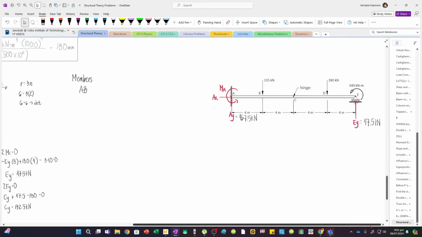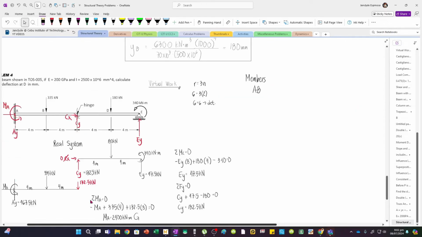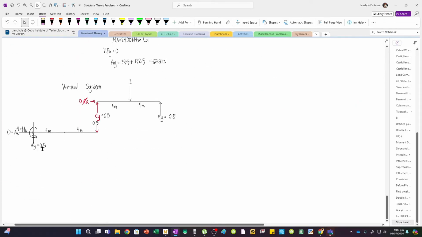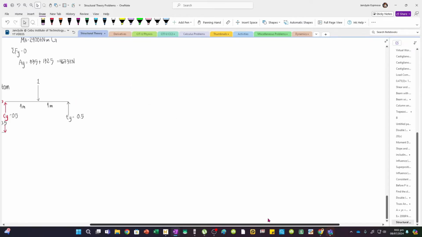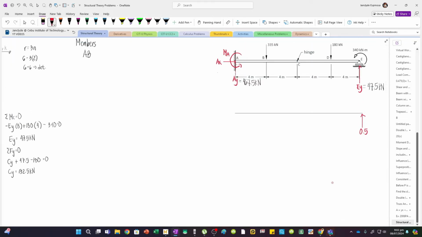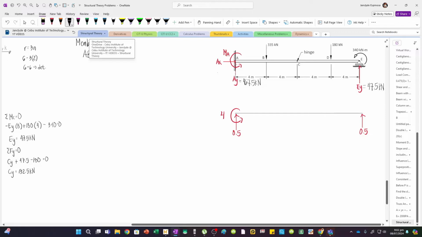And so for the virtual system, the reaction here is 0.5 kN, or just use 0.5. And then what was AY? AY is also 0.5. So this is 0.5, and then we have a moment reaction of 4. This is 4. Now the segments should match.